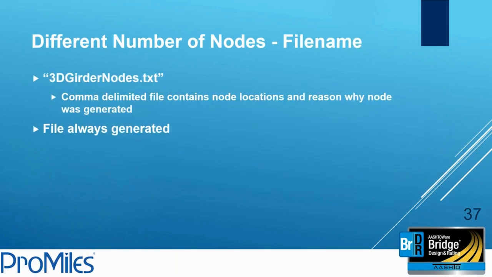So there is a file that outputs the location of all the nodes on that member, and that file is called the 3dgirder nodes.txt file. It has all the nodes, and it also has a reason why that node was added. In the older versions, in 6.8.3, that file used to be generated only when we would have this problem, but for 6.8.4 and for 7.0, this file will always be generated.